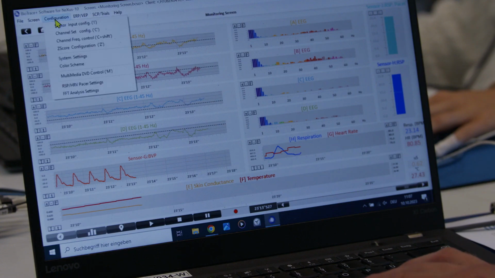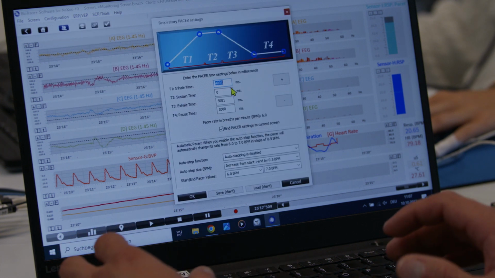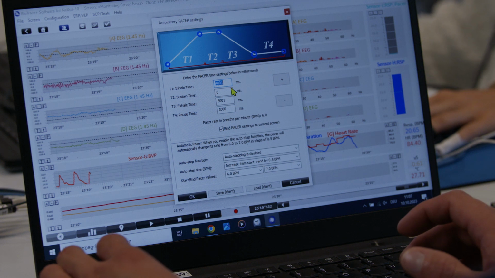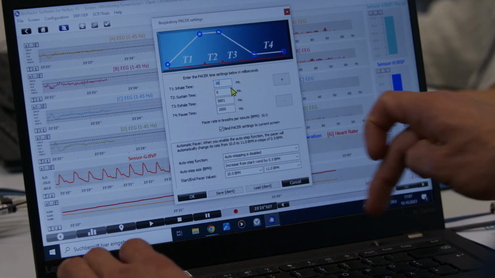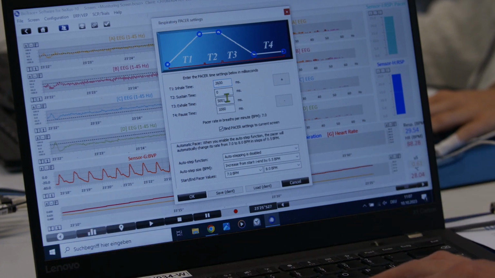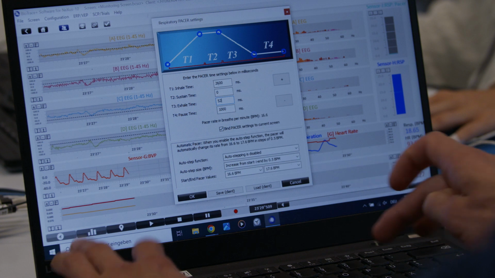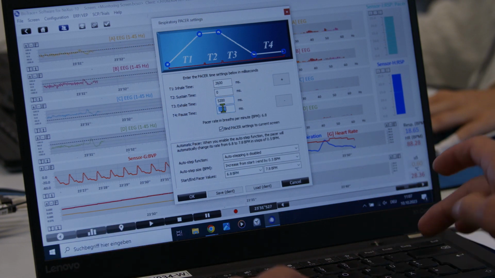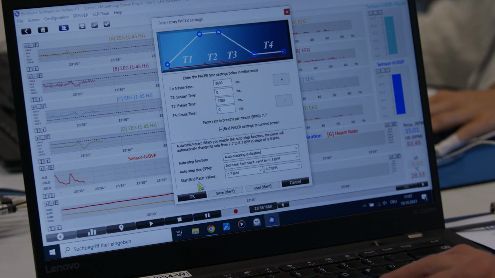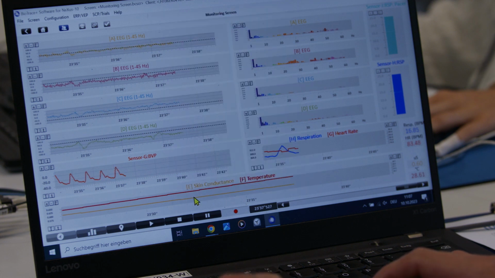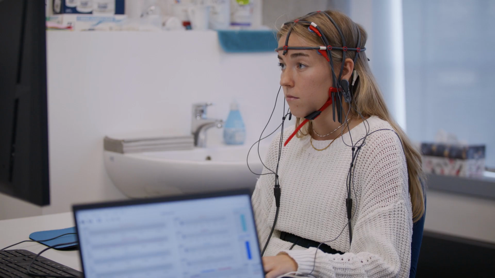And I configure the pacer settings. So now, based on her personal spontaneous breathing frequency, I set up the pacer for her individualized breathing protocol. And now that everything is set up, I press OK and the breathing exercise starts now.